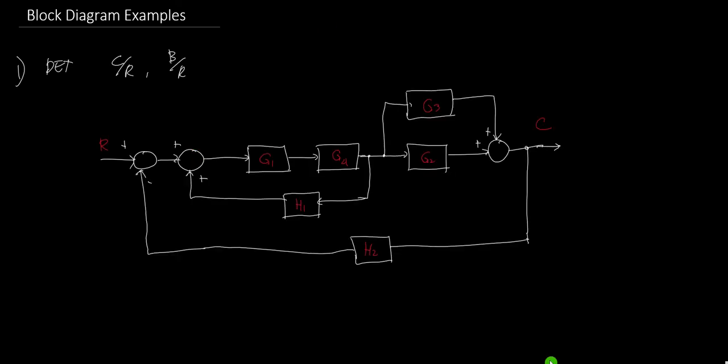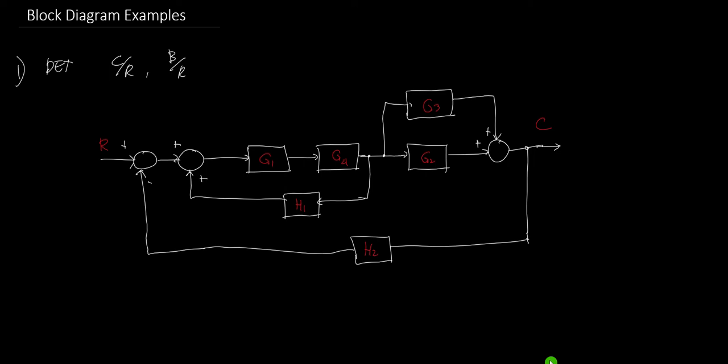Determine C over R and maybe B over R also. B over R is the feedback ratio. C over R is the control ratio or the transfer function of the system of the block diagram that is given. So this is the block diagram. Let me draw it. Determine C over R and B over R of this block diagram.